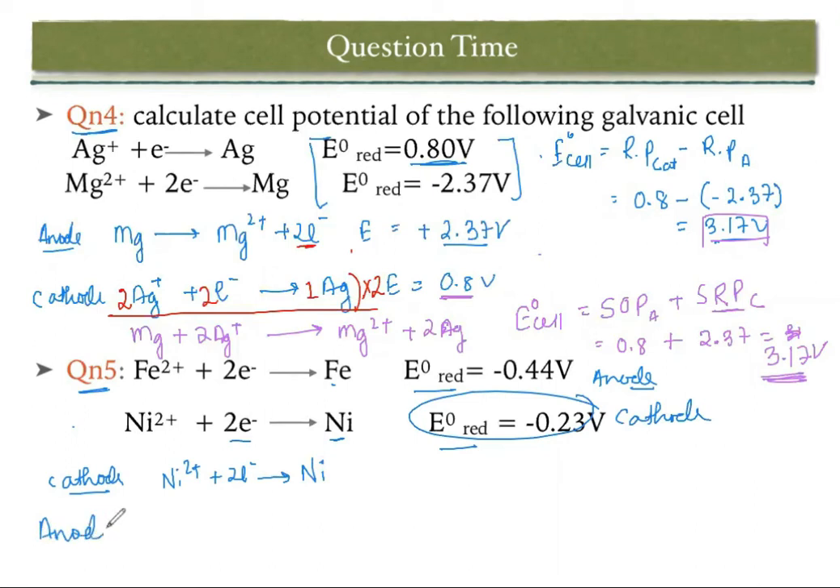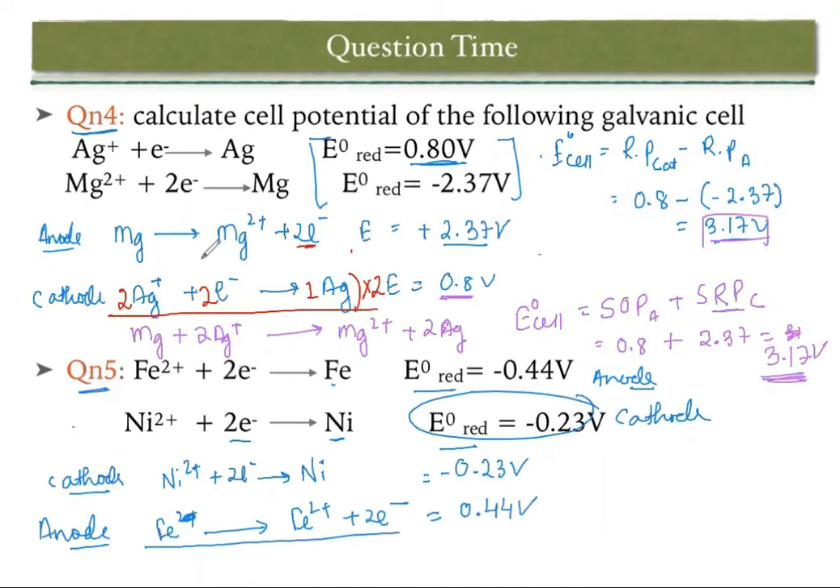Anode will be, we have to reverse this reaction. So in that case Fe gives Fe2+ plus 2 electrons. The value will be minus 0.23 volt here and 0.44 volt here. Now next, add these two reactions. As on both sides the electrons are the same, cut them. So Ni2+ plus Fe is going to give Ni plus Fe2+.